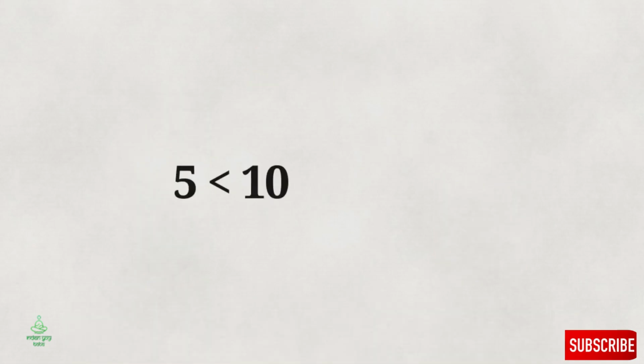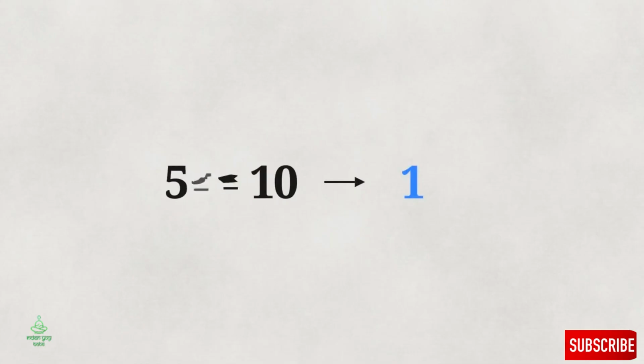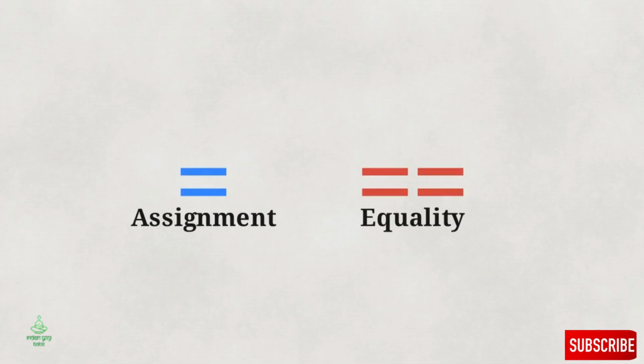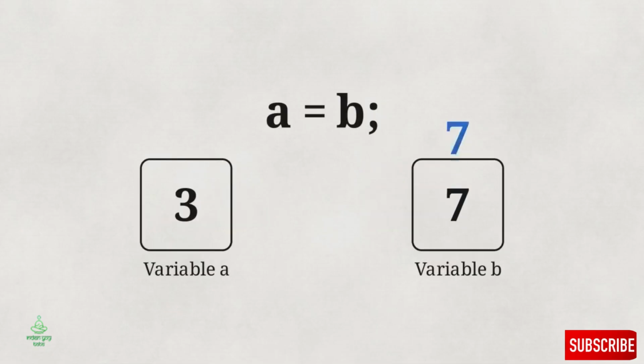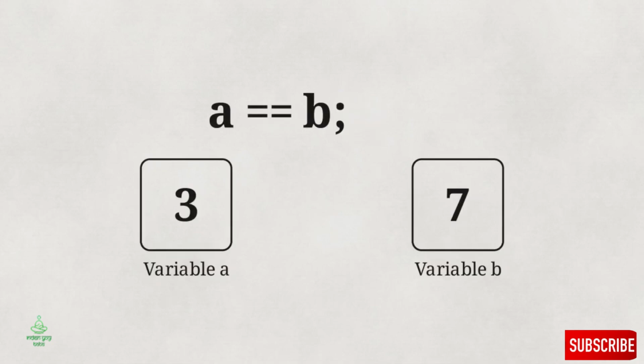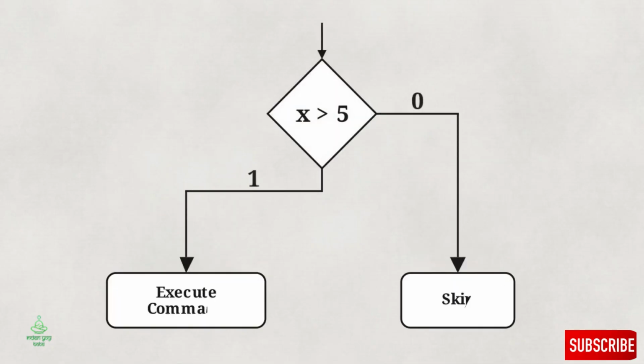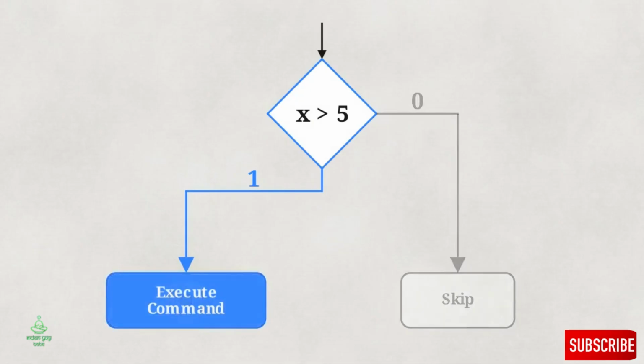C uses relational operators to ask comparison questions, answering numerically, 1 for true, 0 for false. Distinguishing assignment from equality is vital. A single equal sign changes a variable's value. The double equal sign simply compares two values without altering either variable. These numerical results form the basis of program logic. By evaluating comparisons as ones and zeros, the computer determines which instructions to follow and which to skip.